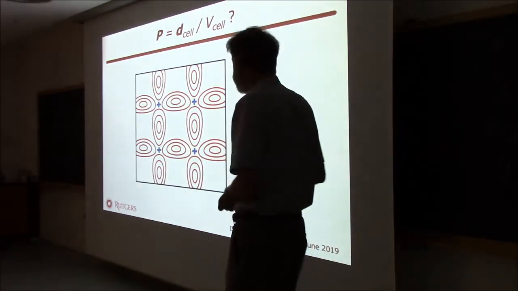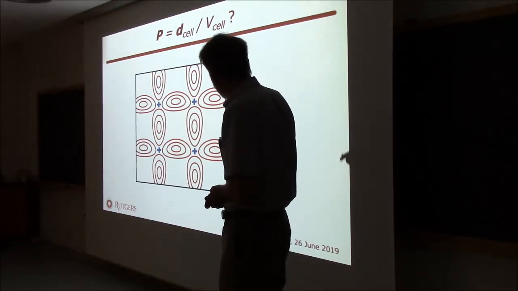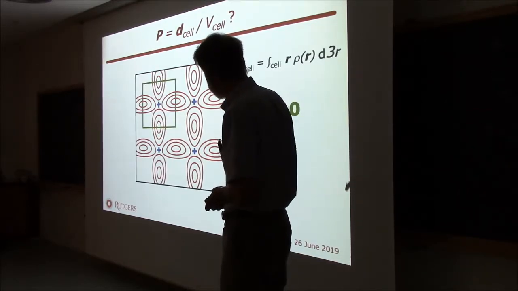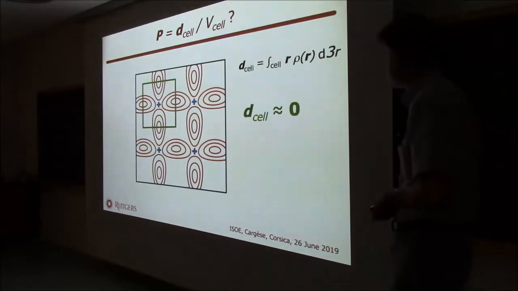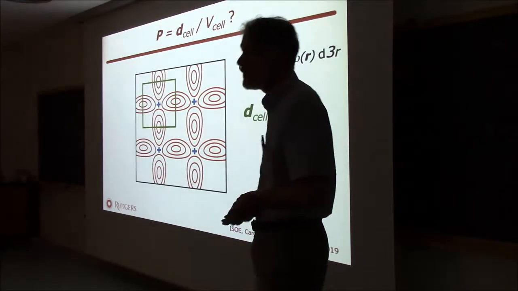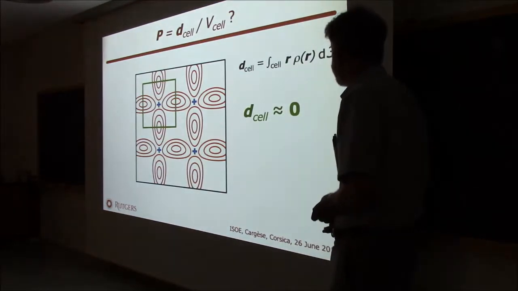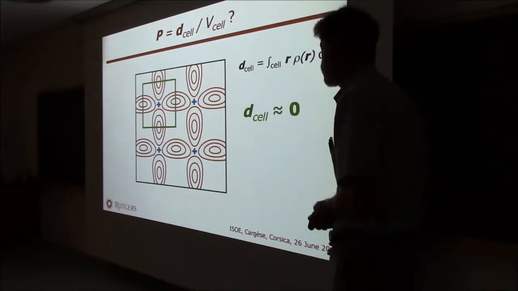And so one idea is you just say, well, I define a unit cell. Within that unit cell, I calculate the dipole moment. So for example, in this green unit cell, I calculate the dipole moment by integrating up the charge density like this, and then I divide by the cell volume. That's going to be my definition of polarization, right? This particular choice of unit cell gives a polarization kind of close to 0.